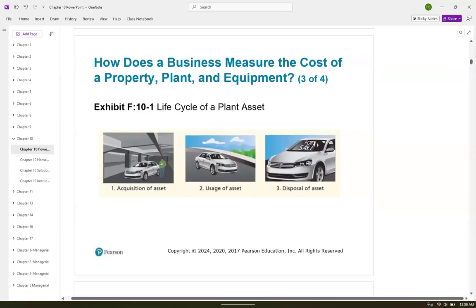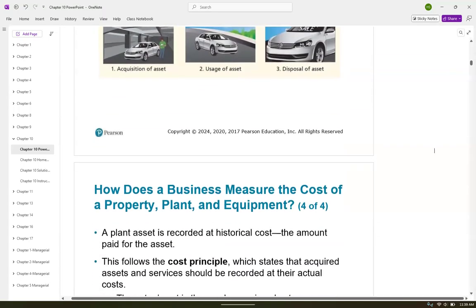So let's look at the life cycle of a plant asset. We acquire it, then we're going to use it, and then we're going to dispose of it. Sometimes disposing of it could cost us money, not necessarily bring us any money, but if we sold it, we would be disposing of it. And that is the life cycle of all of these plant assets.